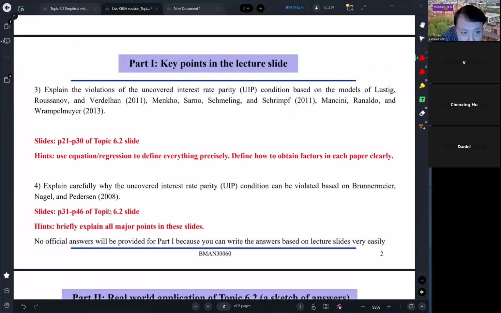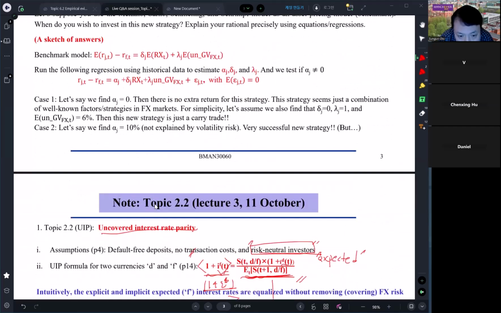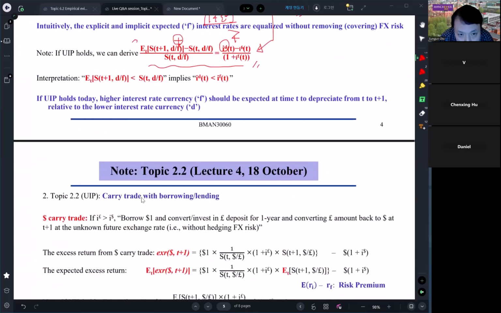So for this question 3, you have to first briefly explain the meaning of UIP using equations and symbols. You have to briefly explain what the assumptions are, and then you have to show these expressions as the UIP.